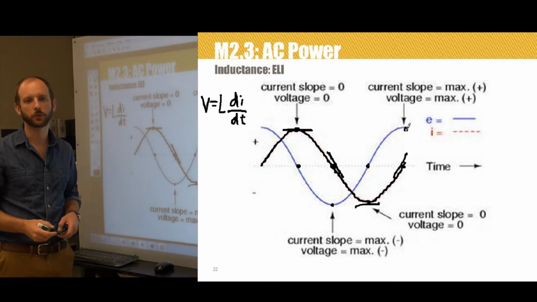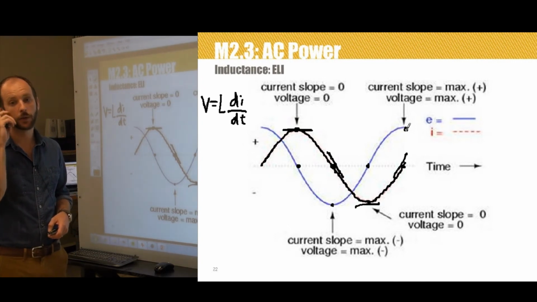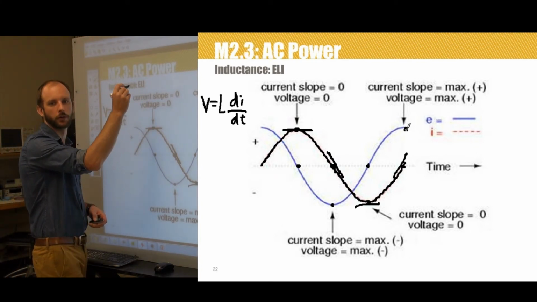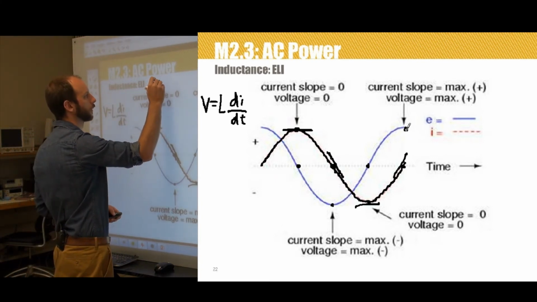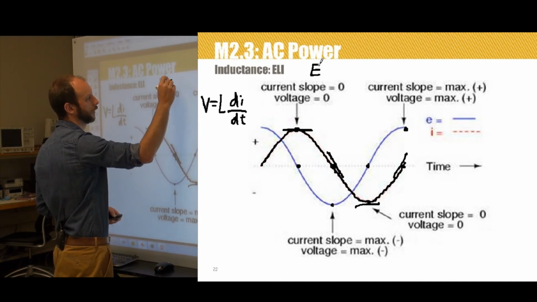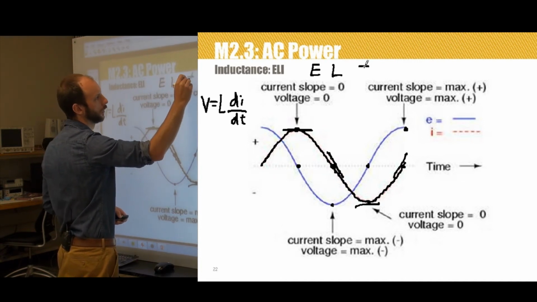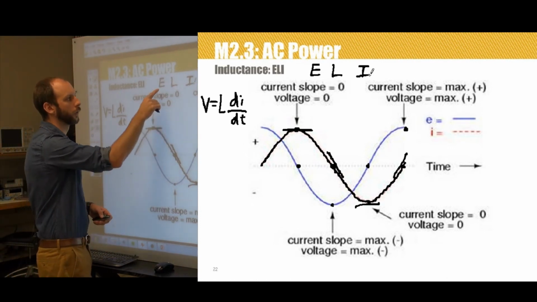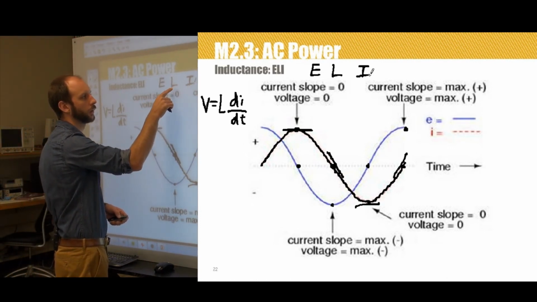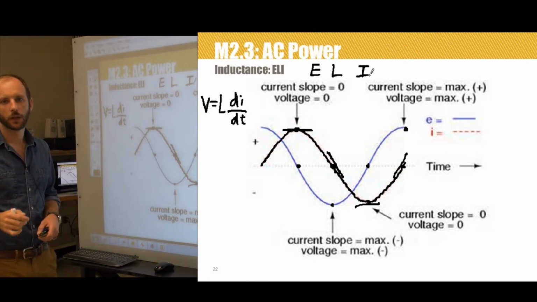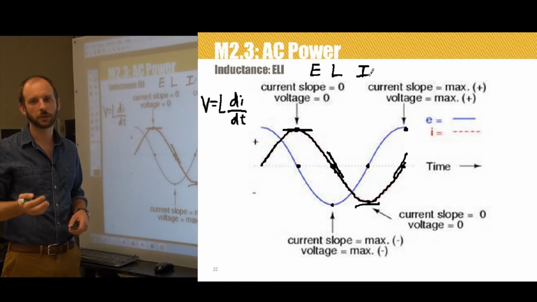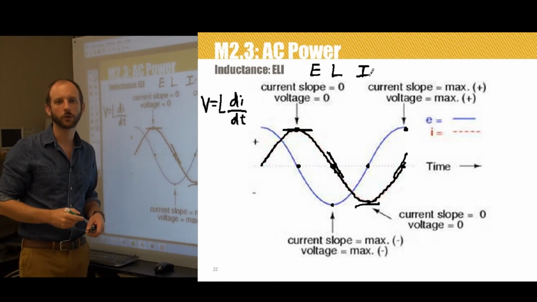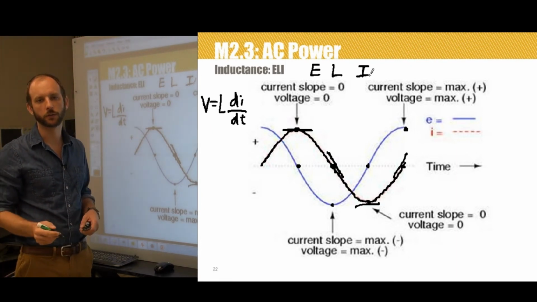Often this is remembered using the mnemonic ELI, where the letters stand for voltage, inductor, current. So it's voltage, inductor, current, and the order is important. What this means is voltage leads current in an inductor. In this context, inductance can be taken to mean the ratio of the voltage drop produced across a coil to the rate of change of the current that causes the voltage drop.